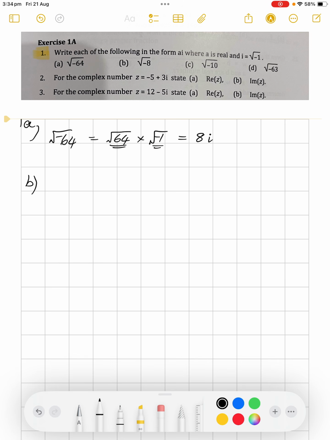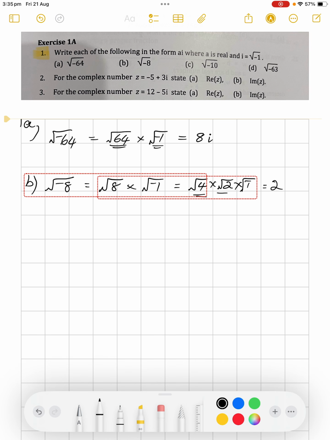1B, square root of negative 8. Well, that is the square root of 8 times the square root of negative 1. Split it into two factors. Square root of 8, well, that's the square root of 4 times the square root of 2 times the square root of negative 1. So square root of 4 is 2, square root of 2 is root 2, we'll leave that, and the square root of negative 1 is i, so it's 2 root 2 i.